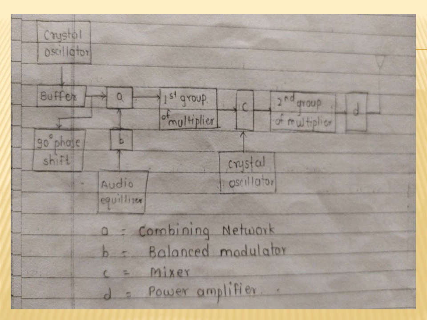In this, some blocks are missing and you have to give the name for each block. So A is the combining network, B is the balance modulator, C is the mixer, and D is the power amplifier.